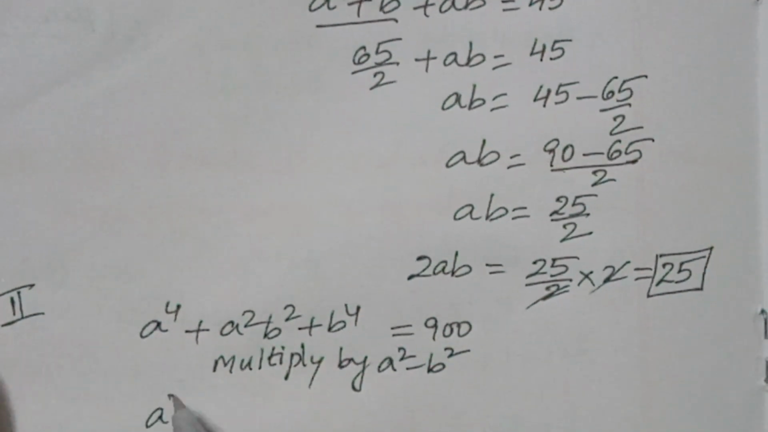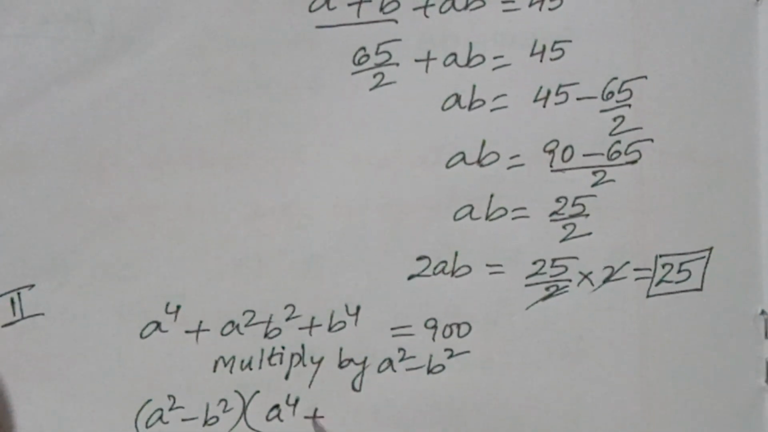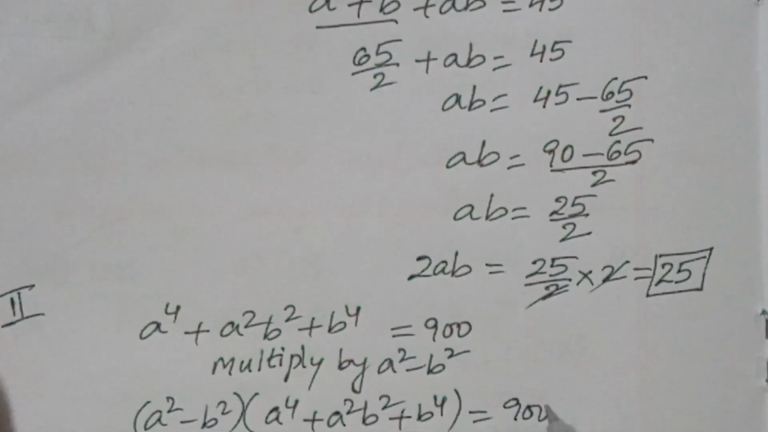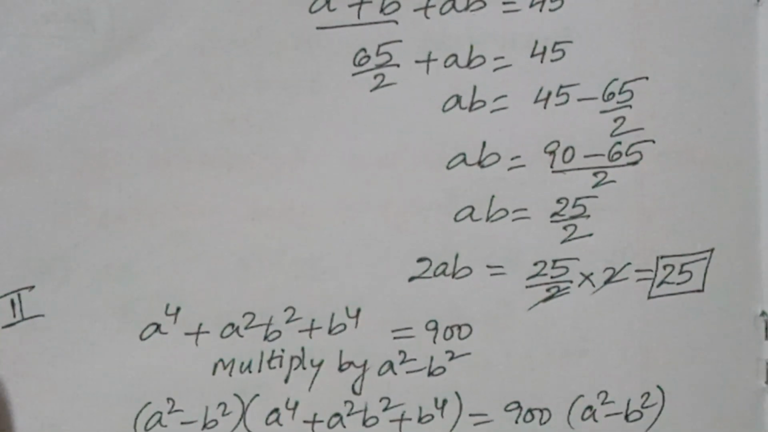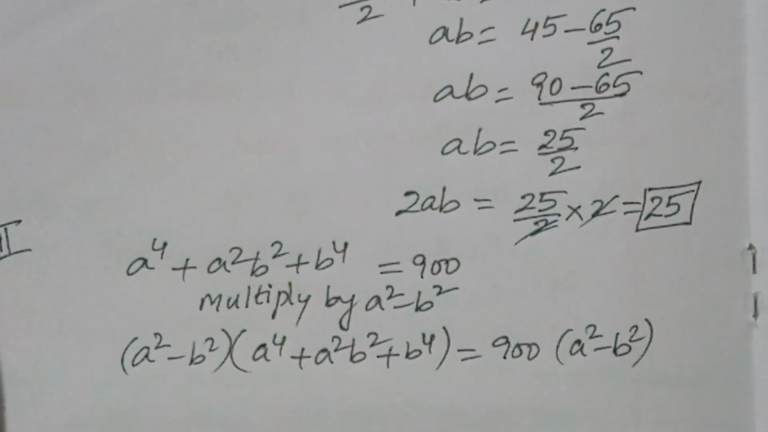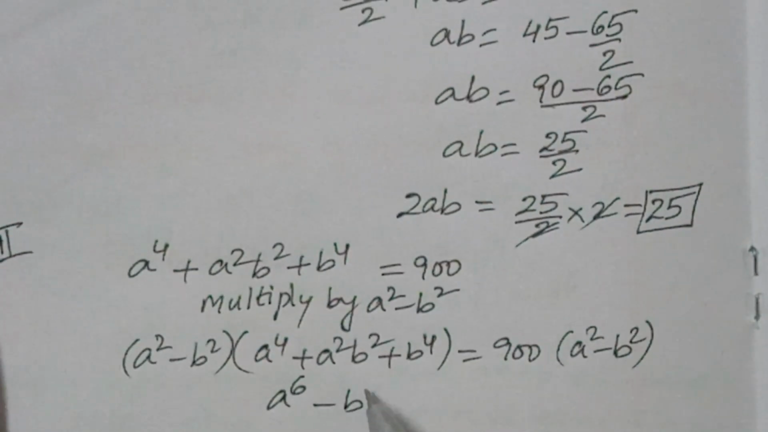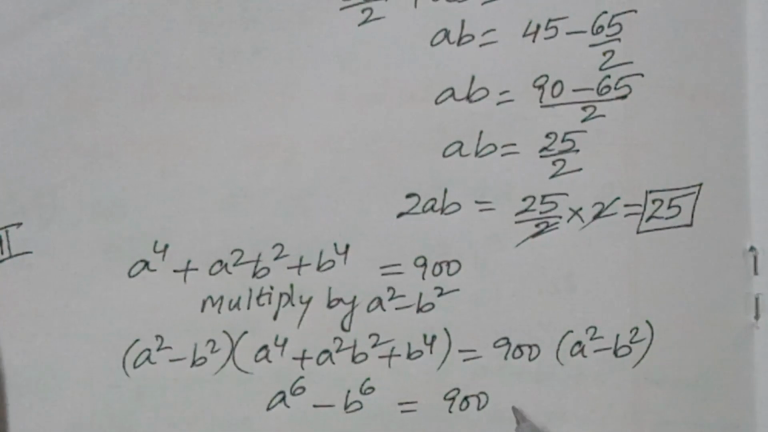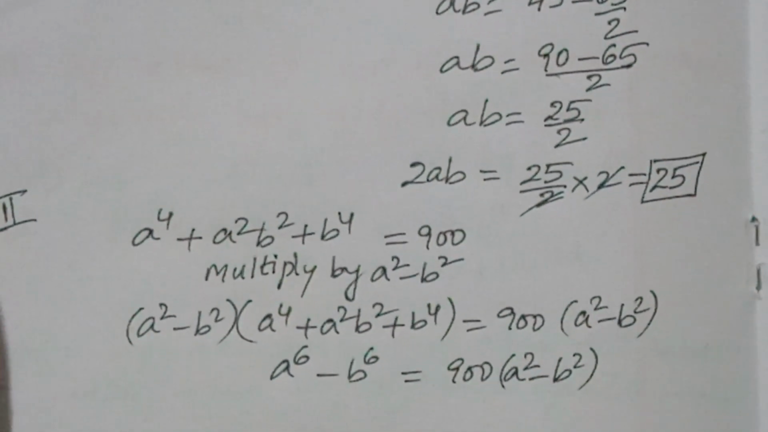So here what will we get? A square minus b square into a power 4 plus a square b square plus b power 4 is equal to 900 into a square minus b square. So this can be written as a to the power of 6 minus b to the power of 6 is equal to 900 into a square minus b square.